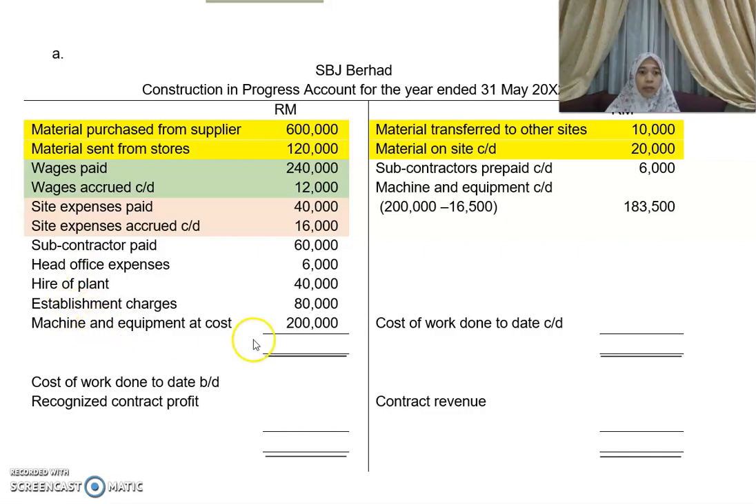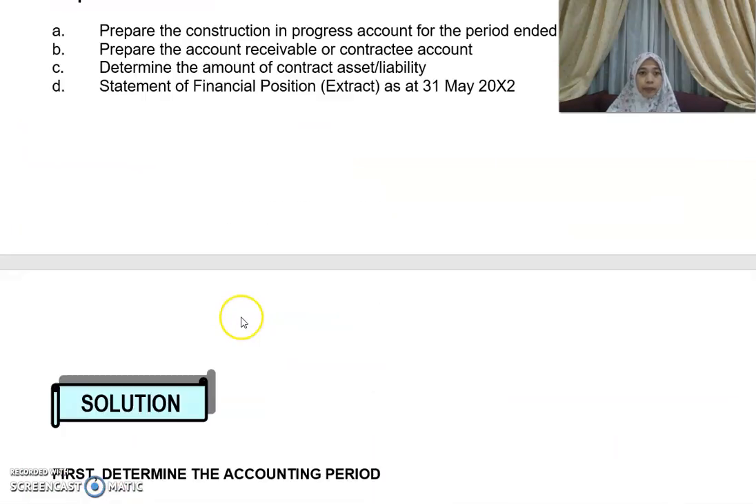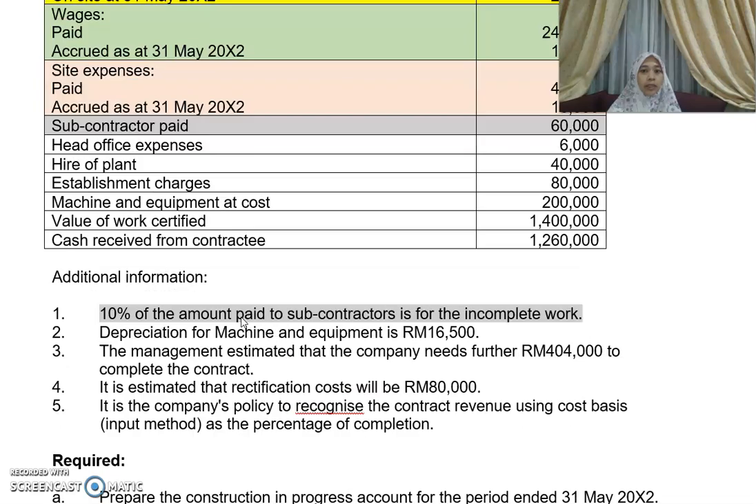What about the machine and equipment? Okay, look here, your machine and equipment. You have machine and equipment at cost 200,000. So this one is at cost. You debit your construction in progress account with 200,000. And then you have additional information. Depreciation for machine and equipment is 16,500. This is actually the cost of using up the item, or the depreciation, the wear and tear, the usage.